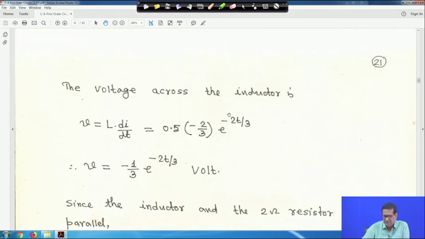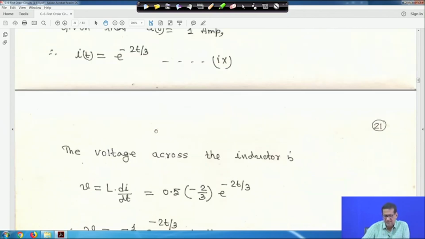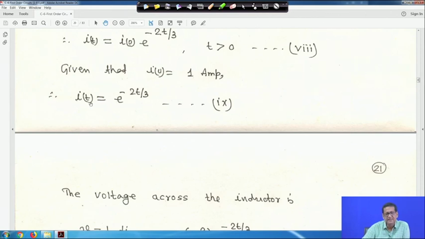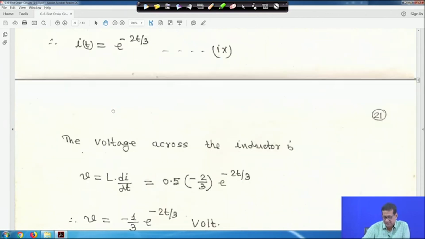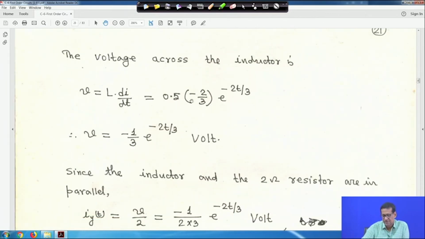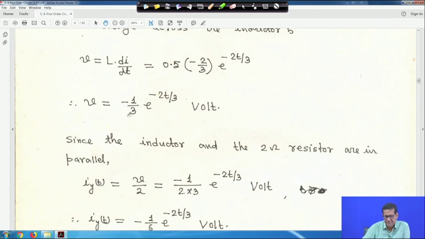Now, voltage across the inductor is V = L di/dt. L is 0.5 Henry, and you take the derivative of the current i(t), di/dt. If you do so, it will be 0.5 into minus 2/3 e^(-2t/3). Therefore, V = -1/3 e^(-2t/3) volt.